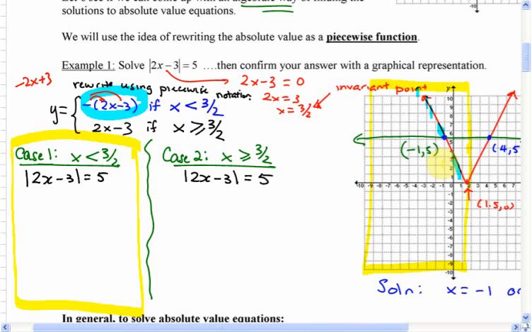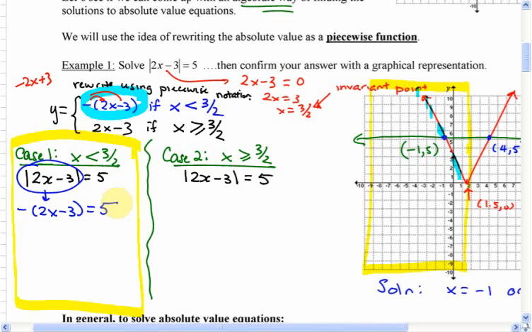Okay. So which part of the absolute value piecewise function am I using? The blue stuff or the black stuff? Who said blue? Be bold. Who said blue? Good, she's correct. She's correct because, look, I said the domain is less than 3 halves. Well, this is the case. So what I'm saying to you is let's replace the absolute value with negative 2x plus 3.